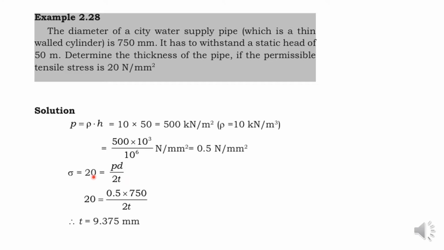We have to find out the value of thickness of the pipe. So from that, T is equal to 0.5 into 750 divided by 2 into 20. So that thickness is equal to 9.375 mm. Okay.